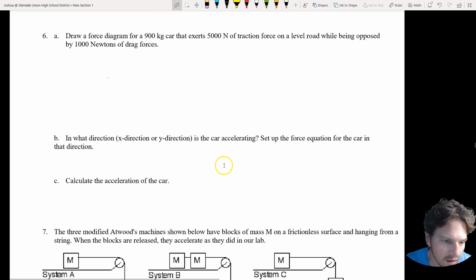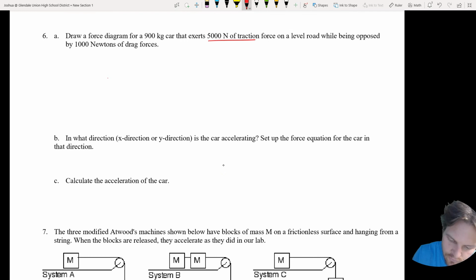Okay. Last problem. Draw a force diagram for a car that exerts 5,000 newtons of traction on a level road while being opposed by 1,000 newtons of resistance. So we've got the mass. This one's got a few more things going on, so I'm just going to draw a picture. A very accurate artistic rendering.